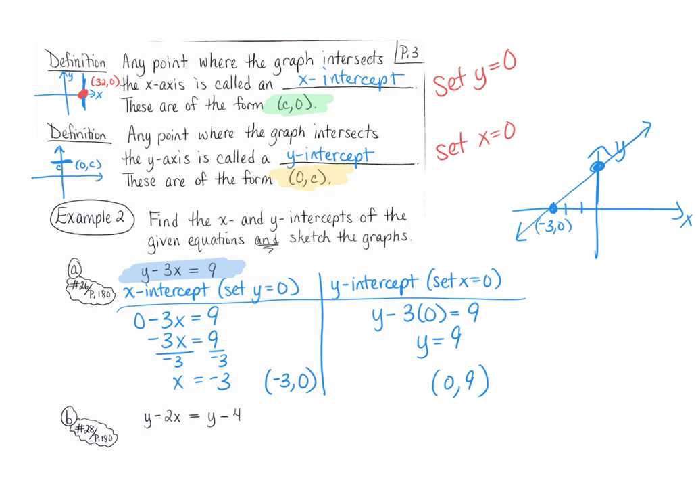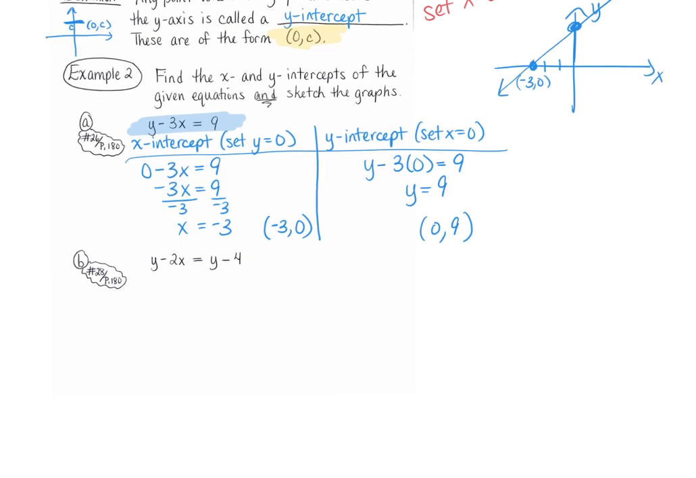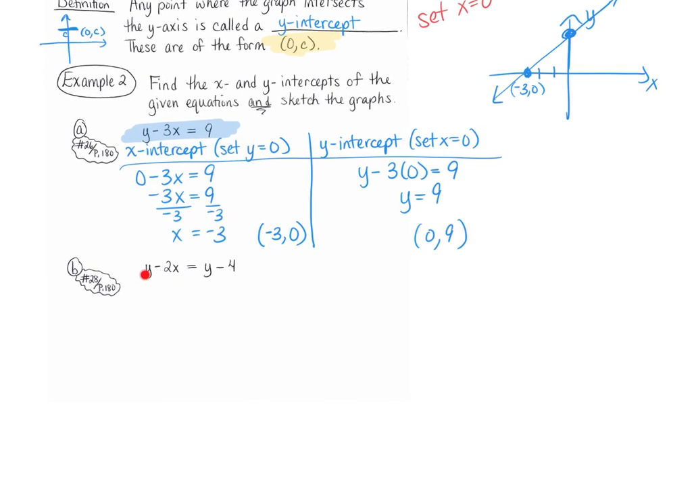Okay. All right. So part B. Part B, we have y minus 2x equals y minus 4. So what are our instructions? Yep, good, both of you. You find the x and y intercepts and then you sketch the graph. You want to try it? Raise your hand if you want to try it. A few? I'll give you a chance to try it.